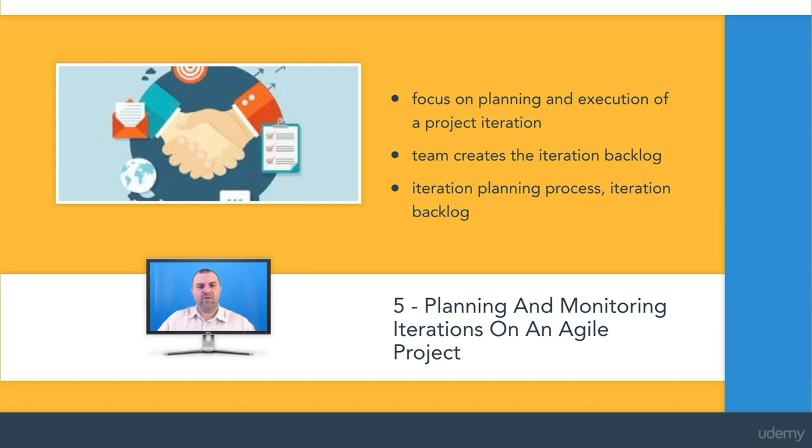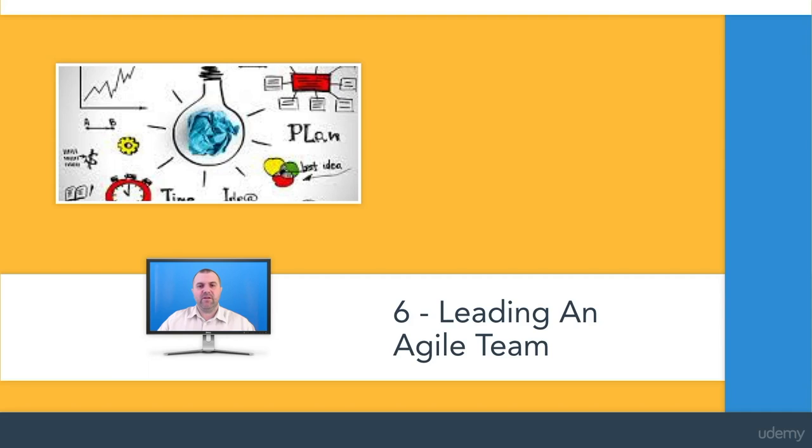The last part of the course covers key tools and methods used by agile teams to monitor and report project progress, both at the iteration level and at the overall project or release level. Section 6 covers leading an agile team. Having a good team and quality leadership is key for the success of any project, but in agile development, this is crucial.